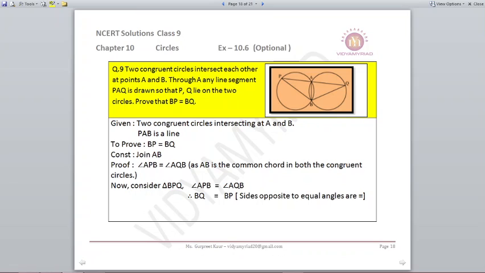And here we can say that angle APB is equal to angle AQB, because AB we can take as a common segment. So angles on the common segment are equal. So we can say that in triangle BPQ, APB is equal to AQB, that is, the base angles are equal. So it becomes an isosceles triangle. So that means their sides will be equal. That means BQ is equal to BP.